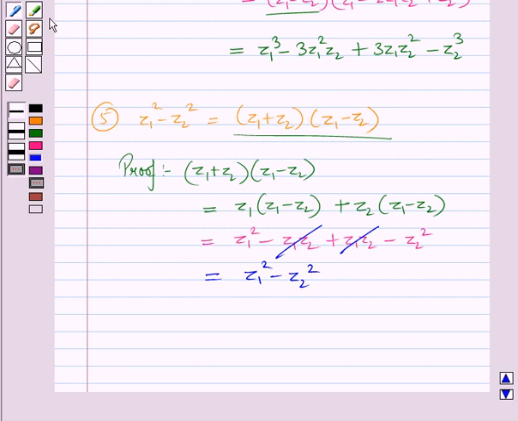So in this session, we have learnt about properties of multiplication with complex numbers and identities. So this completes our session. Hope you all have enjoyed the session.